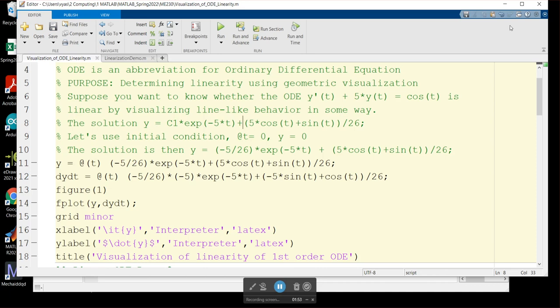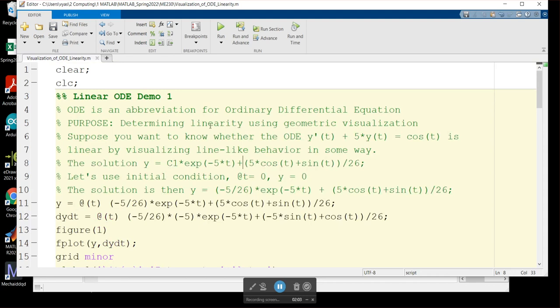So here's the script that I've written for visualizing the linearity. So how do we approach this? I'm going to use five demonstrations, or five plots, to show for each one that the ODE is linear. ODE hereafter is ordinary differential equation.